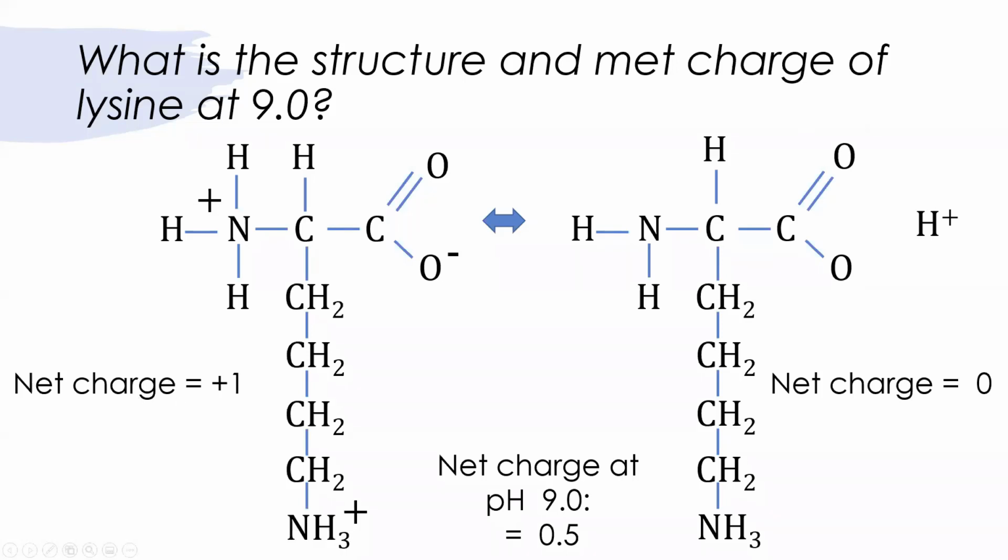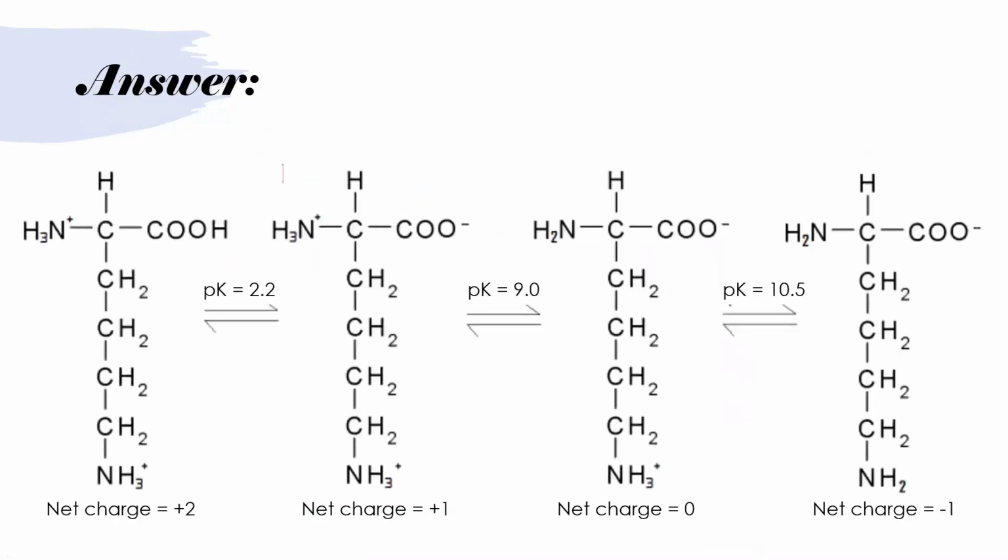What about when the amine groups are deprotonated? In this case, the net charge on lysine is 0. Why? Our deprotonated amine group is neutral. The R group is +1 and the carboxyl group is -1. So the net charge is 0. So the answer to the question of writing out the ionization steps and the structures of lysine as we move through the different pK values and how the net charge is shown here.